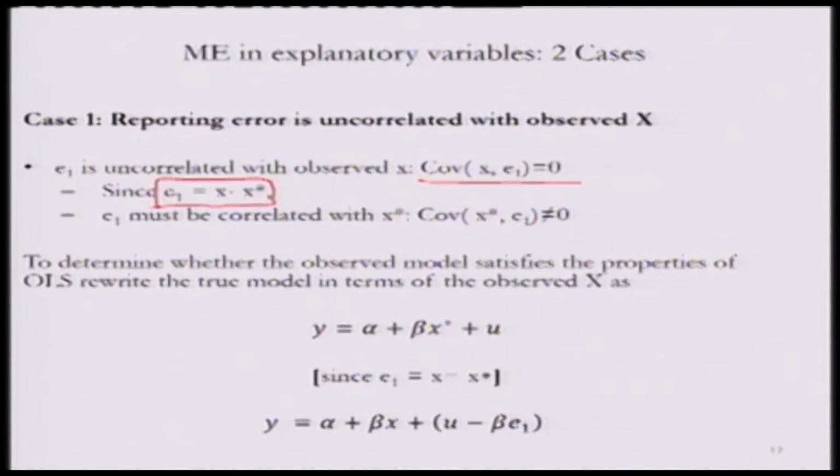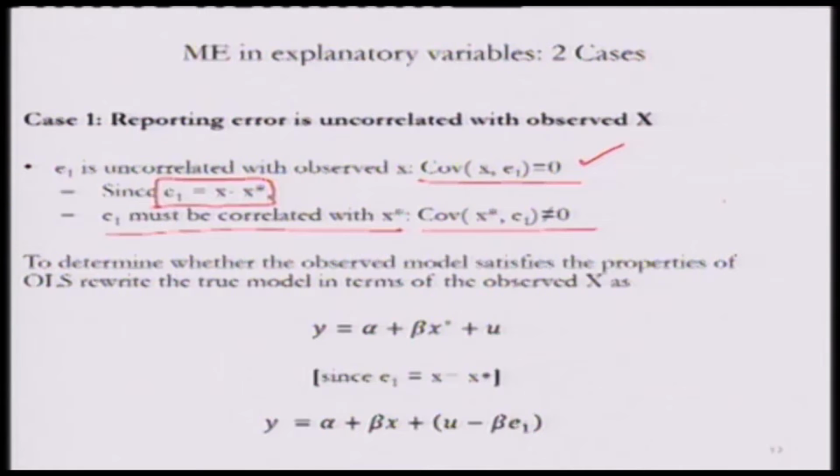which means that if E1 and x are uncorrelated, but E1 and x, and E1 and x star are in a linear relationship, it must be the case that E1 and x star are correlated, because otherwise you cannot have this linear relationship where both x and x star are not correlated with E1. So, E1 must be correlated with x star if we maintain the assumption that E1 is not correlated with x. So, the covariance of x star and E1 is not equal to 0.